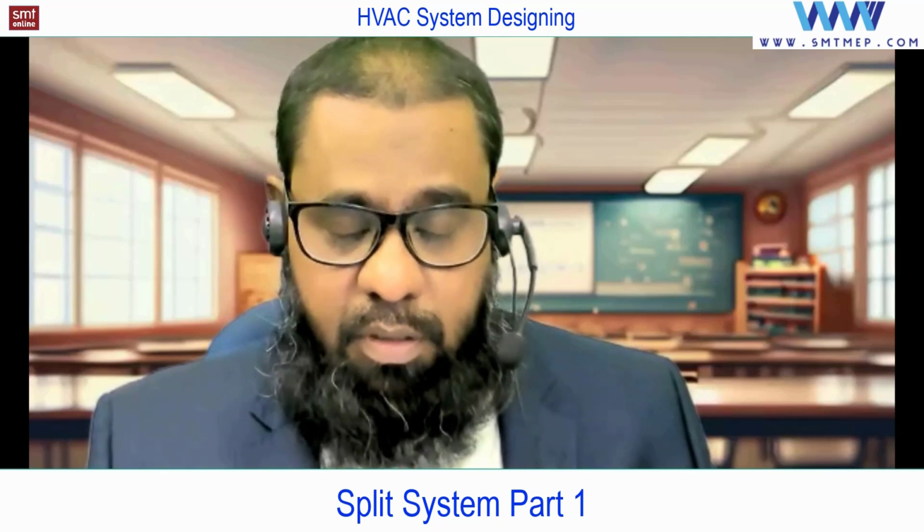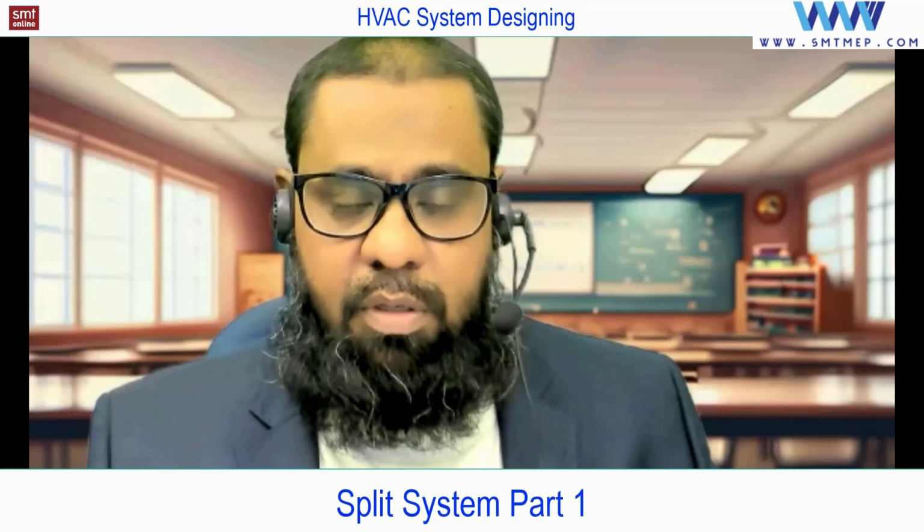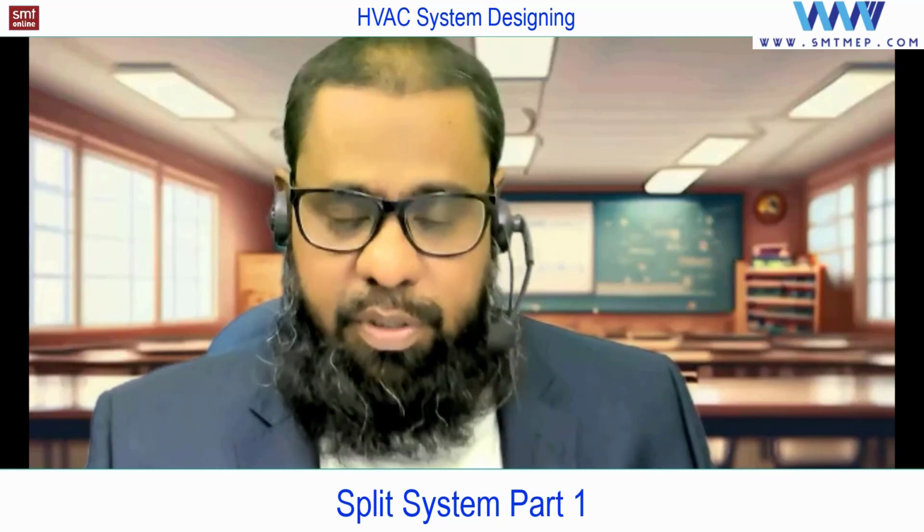So the name will give you some idea. Okay, so see, if you compare window with the split, in a split air conditioning system, the four major components that we discussed in the window unit are going to be divided into two different units. So we'll discuss all in detail. The first point is why the need of splitting those components into two units.